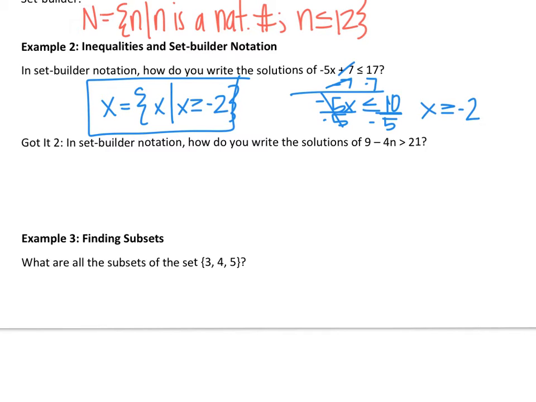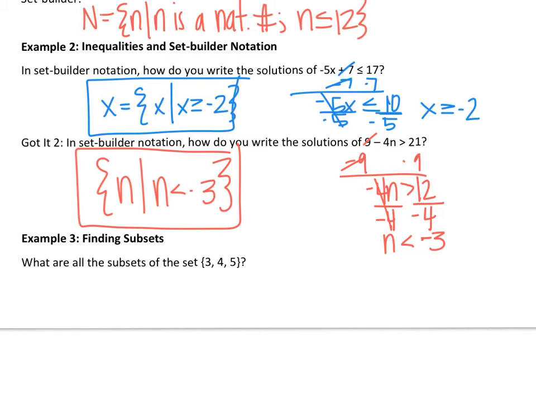Okay, got it. Number 2, solve that inequality, and I'll give you the answer in just a second. Okay, so you should subtract 9 from both sides, divide both sides by negative 4, and you get n is less than negative 3. So in set builder notation, you're going to do bracket n such that n is less than negative 3, close bracket.